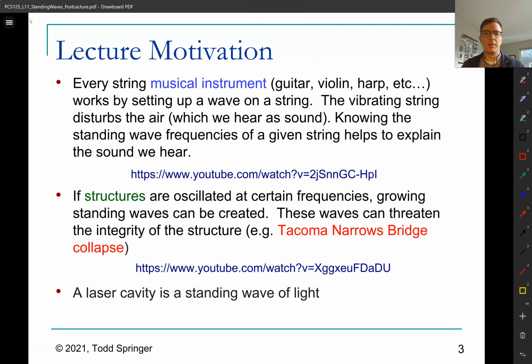As a bit of motivation, every musical instrument, say a stringed instrument like a guitar, a violin, a harp, works by setting up a wave on a string. That wave vibrates the air, and as we've talked about, those vibrations of the air vibrate your eardrum, which you hear as sound. So understanding which frequencies the strings can vibrate at explains the sounds that we hear when we listen to a violin or a harp or anything like this.